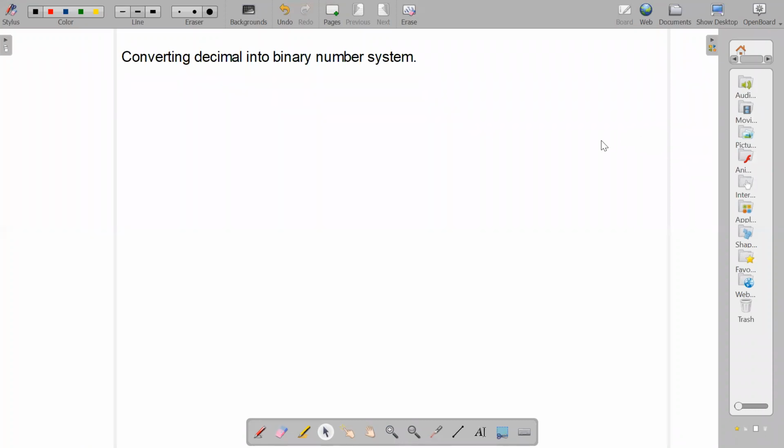In last class, we learned how to convert binary number into decimal number. Now, we are converting decimal number into binary number system. The process of converting a decimal number to its binary is repeated division of the given number by the base of binary number.